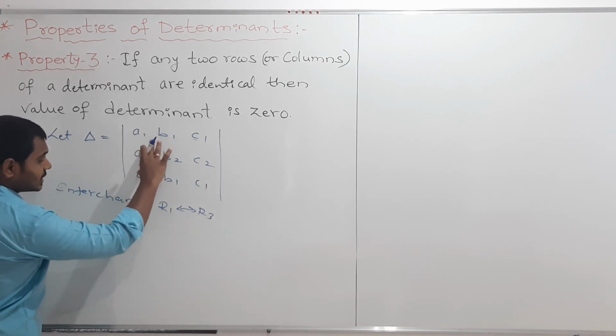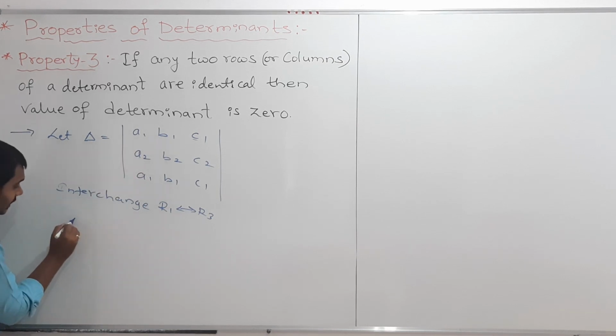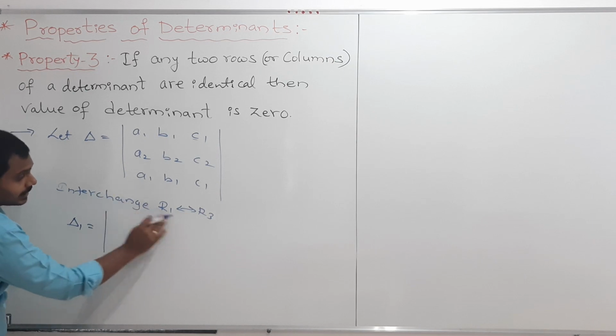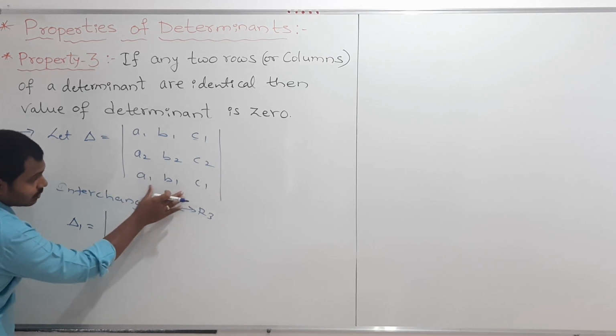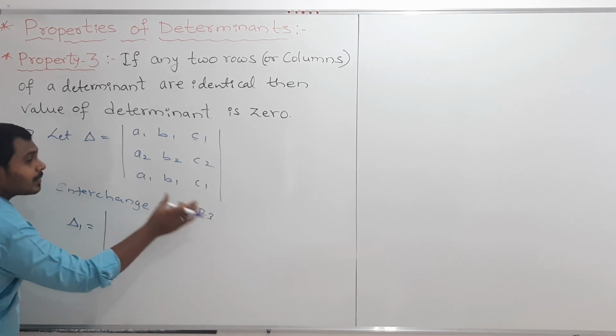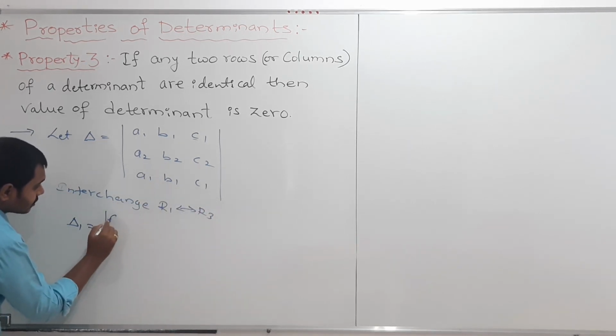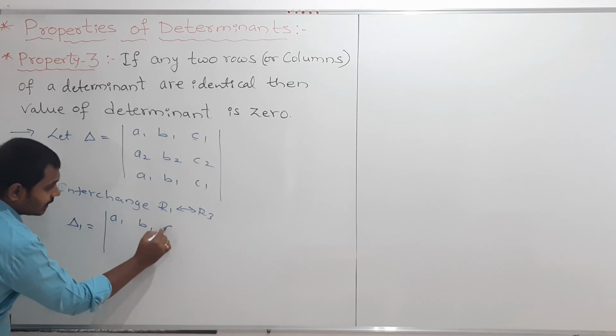So if you interchange in this determinant, I write it as delta 1 is equal to, interchanging row 1 and row 3. It means whatever elements I have in row 3, that I will write. So that is A1, B1, C1.